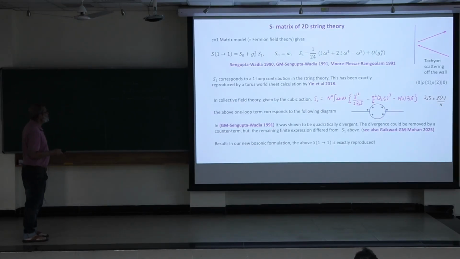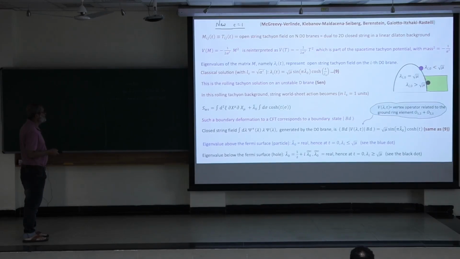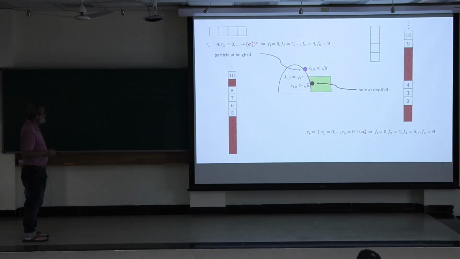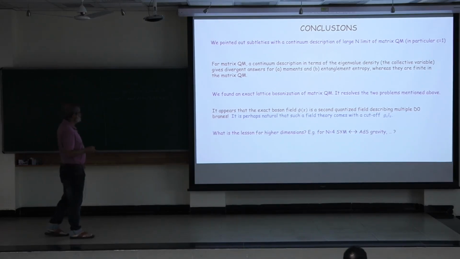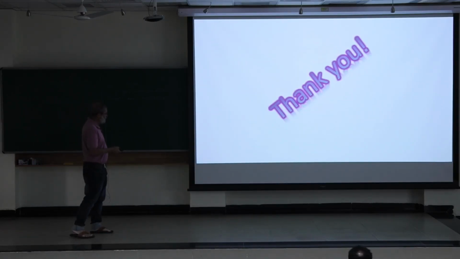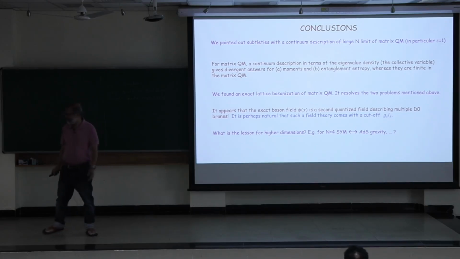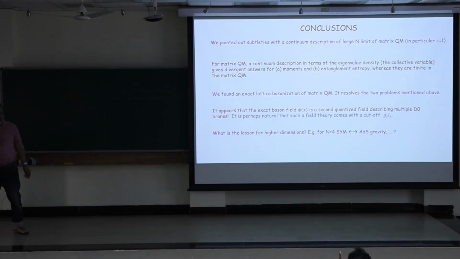So this is the S matrix calculation. This is the D-brane stuff. There is a D-brane interpretation of the lattice scalar that we introduced. Anyway, here's the conclusion. Okay, I'm done.